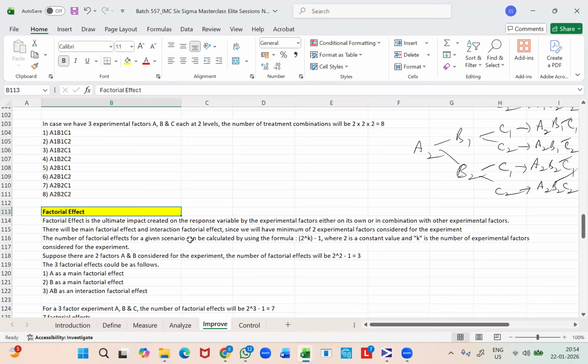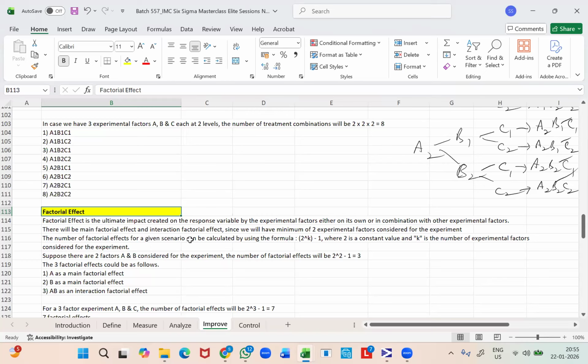If you have only one factor, then obviously you will not have any interaction effect. But since the design of experiments requires a minimum of two experimental factors to be considered, we will definitely have this interaction effect, right? Which also needs to be validated. So if you have two experimental factors, which is the minimum number that we need to consider for conducting an experiment, we can have three factorial effects which can be validated.